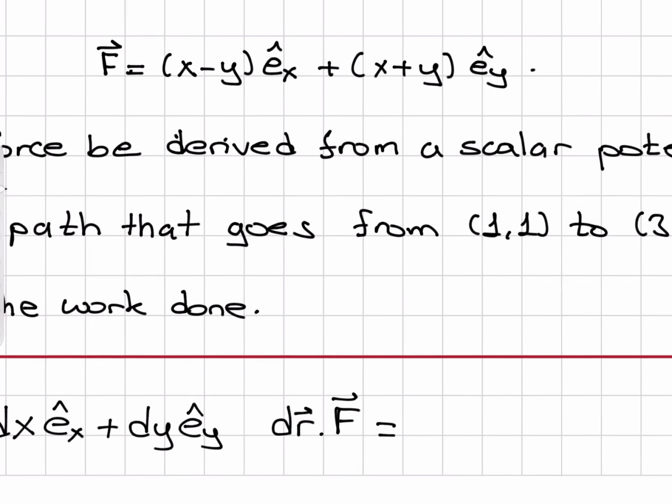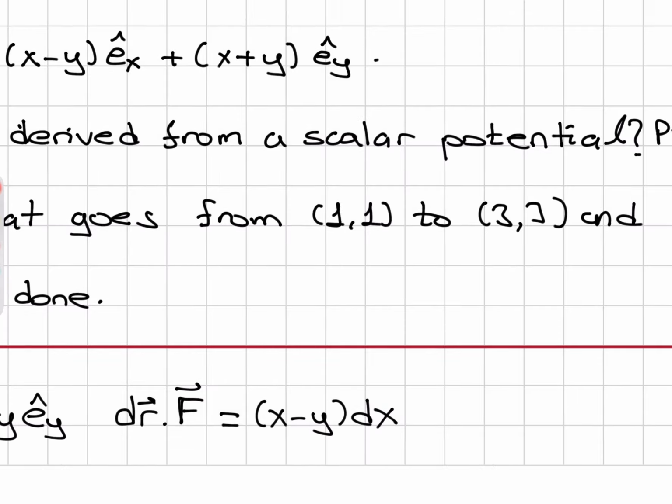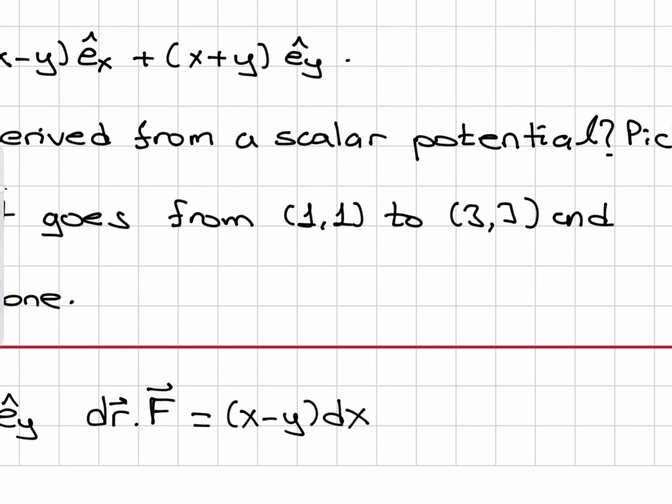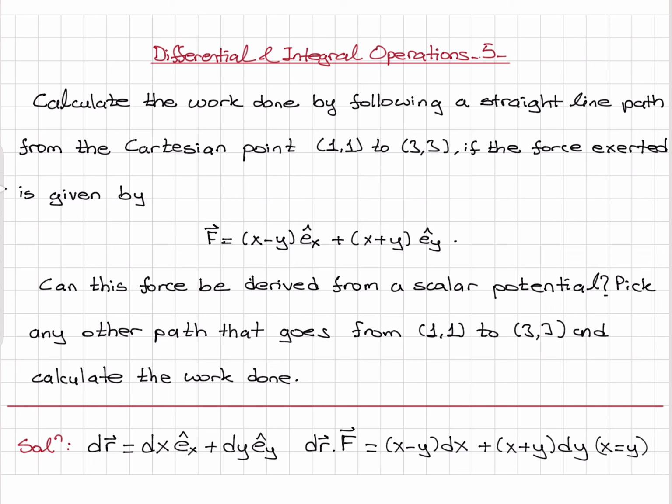the force is (x minus y) ex hat, so this will have a non-zero component only for this term, so (x minus y) dx, and for this term it will have a non-zero answer only for ey hat dot ey hat, because ex hat dot ey hat is 0. Ex hat and ey hat are orthonormal vectors. And on the path we're supposed to follow, x is equal to y. So we're going to do this calculation.